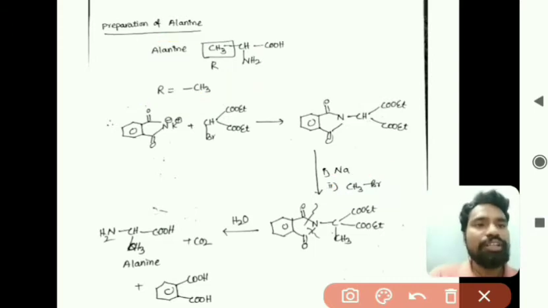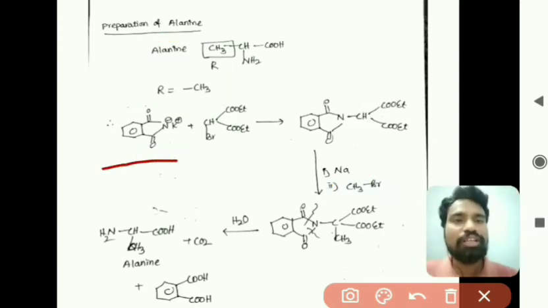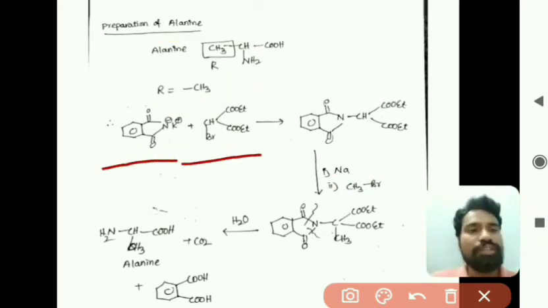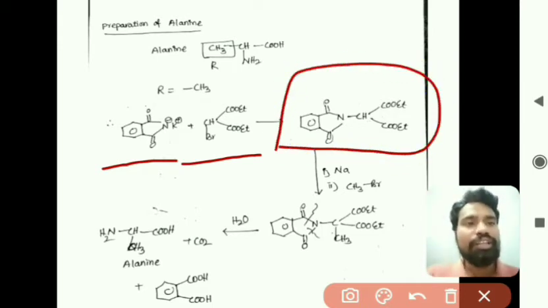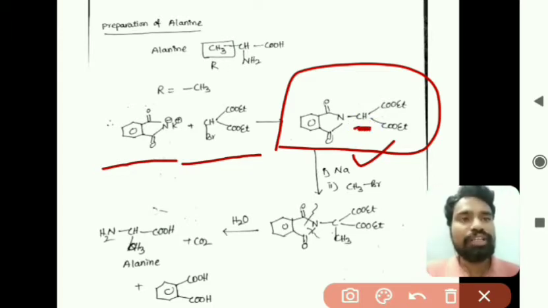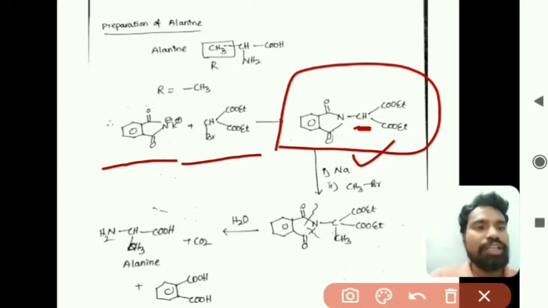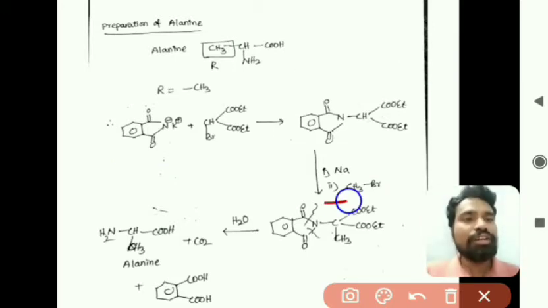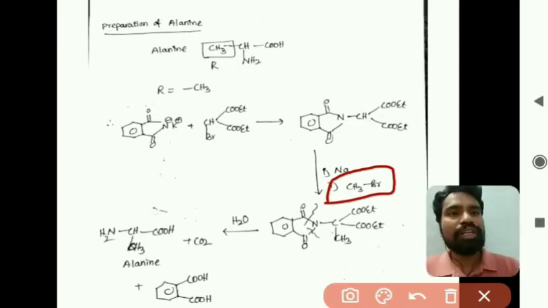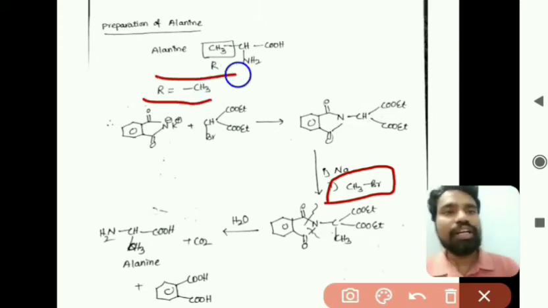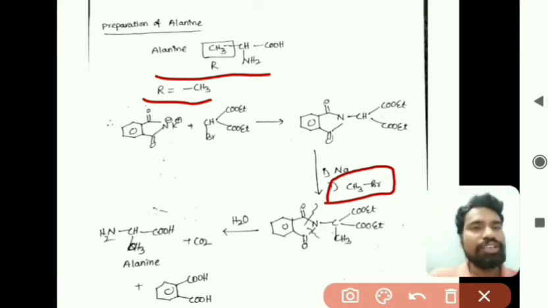bromide, right. So observe here the starting material is potassium phthalimide, which is reacted with alpha bromo malonic ester, then it forms phthalimido malonic ester, and then it is treated with sodium, then there is a formation of carbanion here at CH, and this carbanion will react with methyl bromide, because we have to get alanine. So the alkyl group R is CH3. Based on that we are taking the alkyl halide, that is CH3Br.